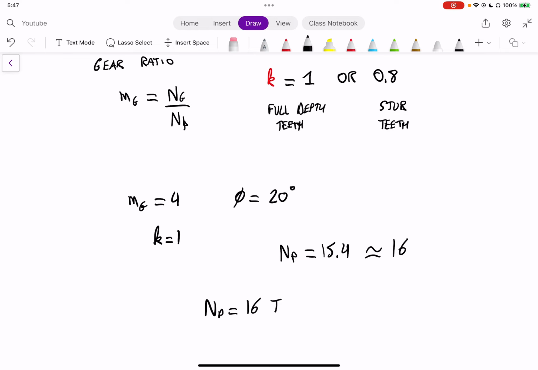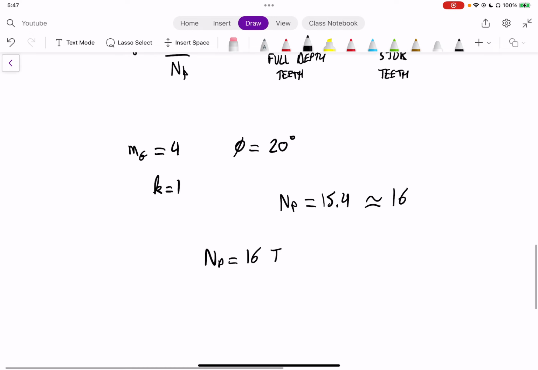And I'll put T for teeth. That would mean that the number of teeth in the gear would actually be 4 times that, which would be 64 teeth. And that's pretty much it in terms of what we want to learn about interference.